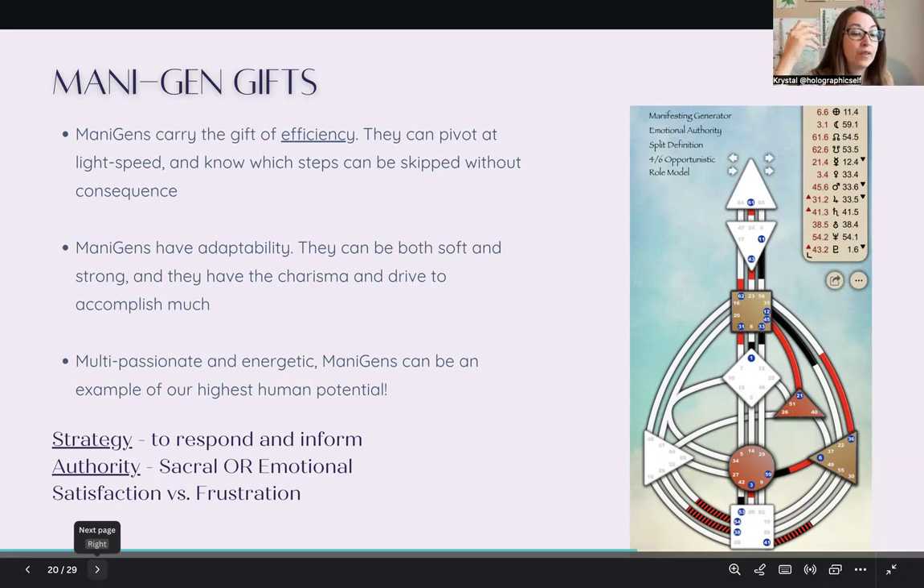And so my daughter changes her mind a lot and she changes her mind quickly. And it's this push-pull of, do I wait and honor my emotional authority, or do I honor my Manigen sacral of when I know, I know? And so that's been an interesting challenge for her to navigate because there's this push-pull energy.